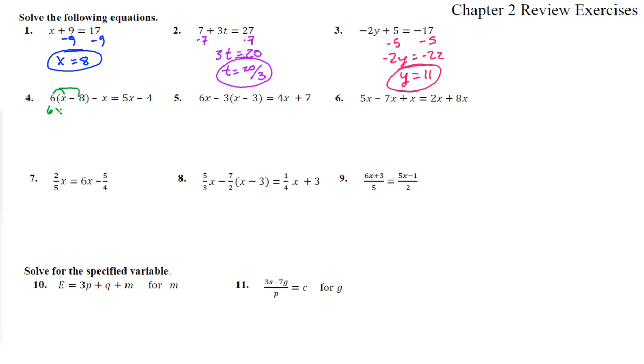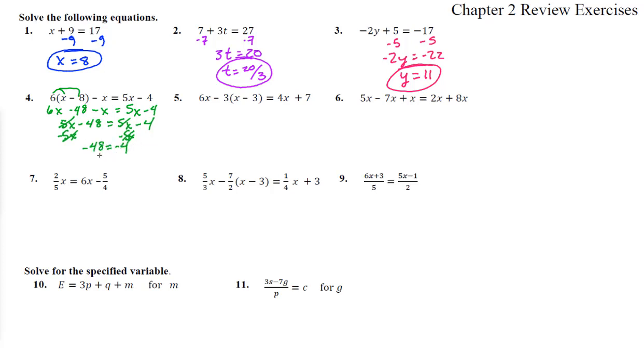So this will be 6x minus 48 minus x equals 5x minus 4. Put the x's together, we get 5x minus 48 equals 5x minus 4. Now we have to get those x's together. And we think, okay, which one of them do we want to get rid of? Well, it doesn't matter. We subtract 5x, get rid of that one, and it also gets rid of this one. They completely cancel out to 0, and we get negative 48 equals negative 4.